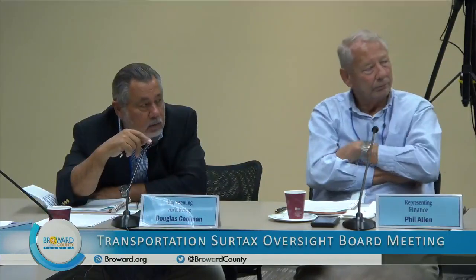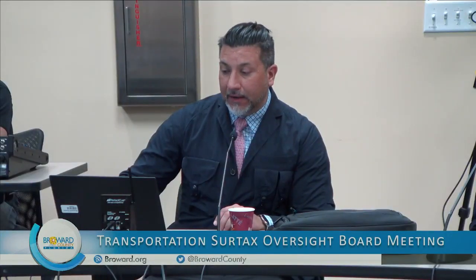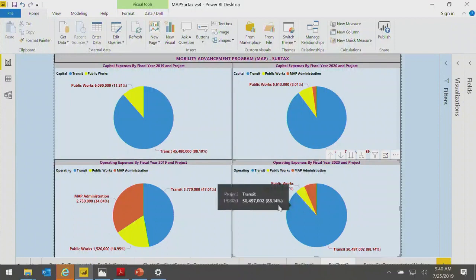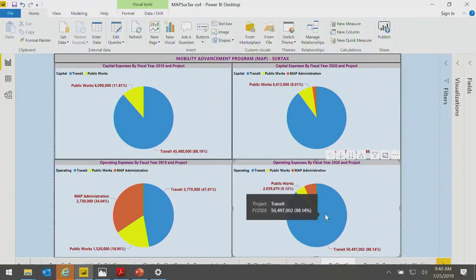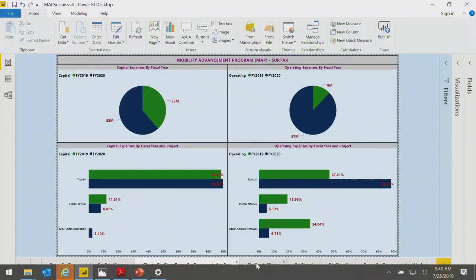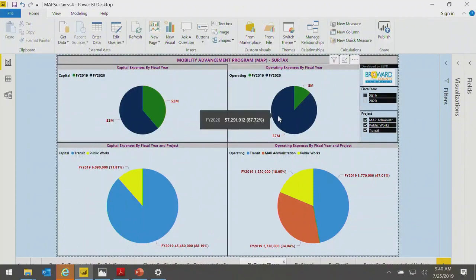So on the left here, this is 2019 on this bottom left. So if you want to compare operating to operating year by year, it's these two. So this is the 2020 proportions. The 2019 proportions here on your left, and these are the 2020 proportions here on your right. You're welcome. And then there's lots of different ways we can show it to you.